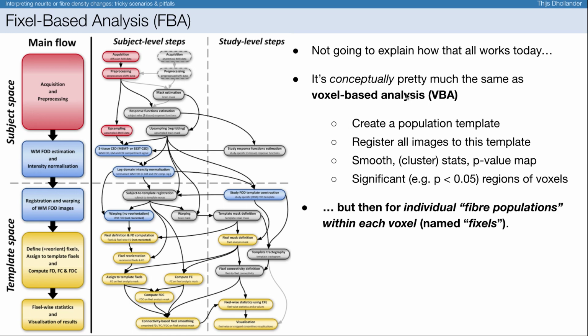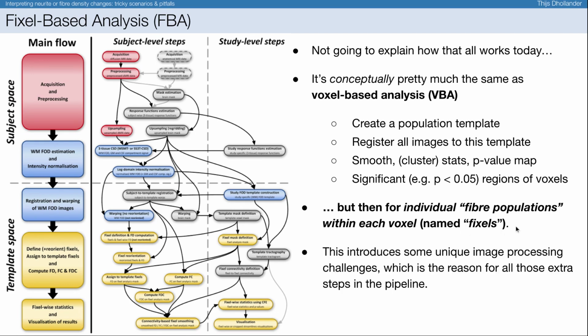So that's VBA. FBA, Fixel-Based Analysis, is the same thing, but then for individual fiber populations within each voxel, that, as I mentioned before, we name fixels. This is pretty complicated to do in practice, so that introduces some new image processing challenges, and that is exactly the reason why this diagram on the left is apparently such a nightmare. Okay, but what you need to extract from this slide in the end is that Fixel-Based Analysis is essentially voxel-based analysis, but for these fixels, fiber populations in a voxel.